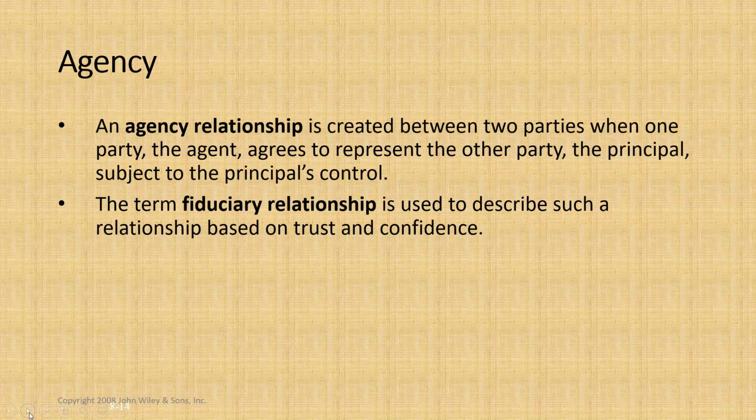Now, there's these two areas around relationships. An agency relationship is created between two parties when one party, the agent for example, agrees to represent you. The term fiduciary relationship is used to describe such a relationship because it's built on trust and confidence. So typically this happens, for example, in a sports agency, maybe a good example of an agency relationship. Or if you were an attorney representing a client, those sorts of relationships can fall under this discipline as well.